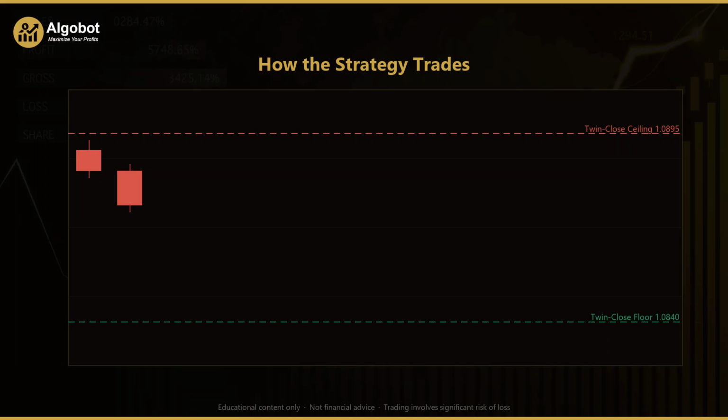Let's bring the logic to life on a chart. On the left, price is sliding lower in a steady decline. Notice the green dash line. That's the twin close floor at 1.0840, the level our pattern is about to defend.